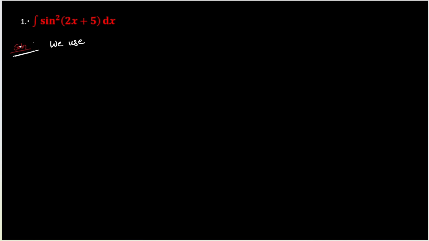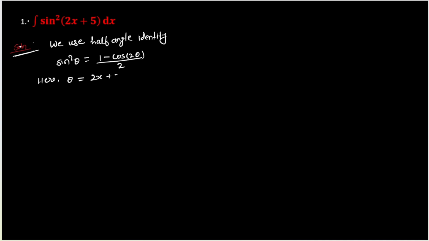We use the half angle identity. Half angle identity: sin squared theta is equal to (1 minus cos 2 theta) by 2. Here we have theta equal to 2x plus 5. This is theta.